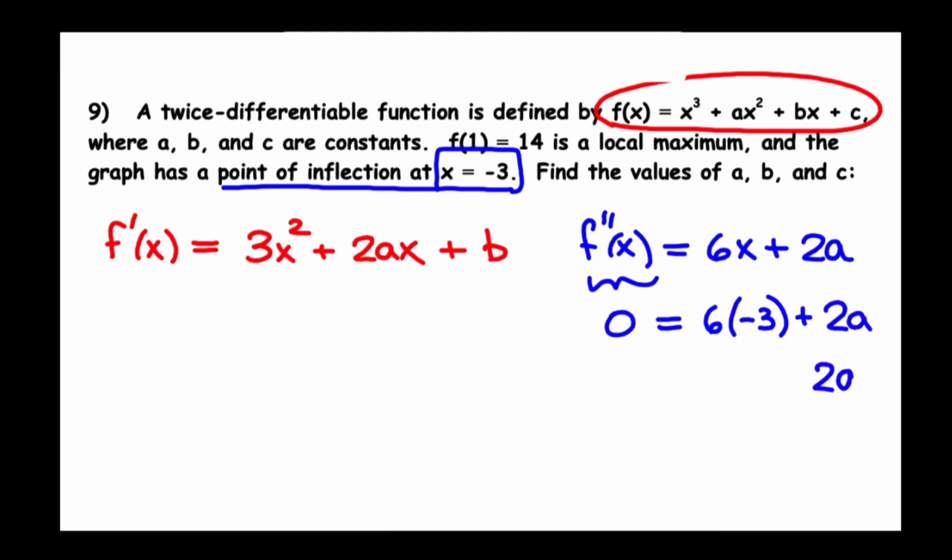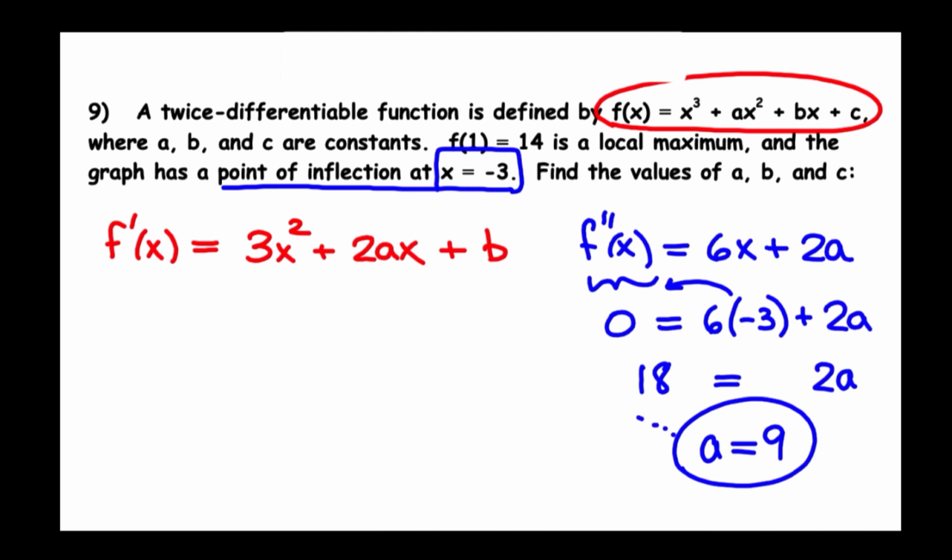I've got 2a. I'm going to kick this to the other side by adding 18. 2a is 18. a is 9. All right, so that's one of them. 1 down, 2 to go. Because a is 9, I can use that in other equations. I can come over here and be like, oh, a is 9. This is going to be 18. That's 18x. So that will help.